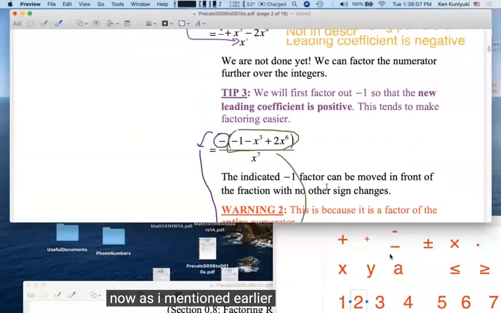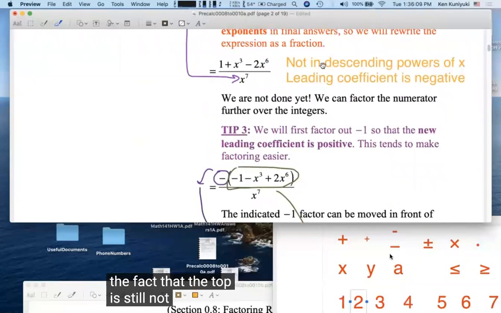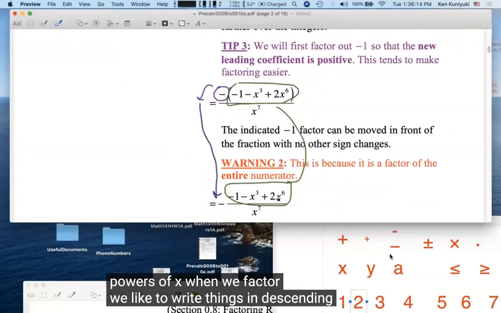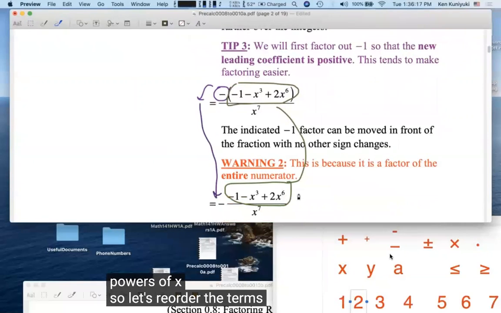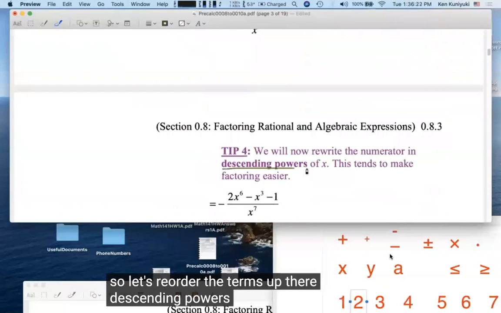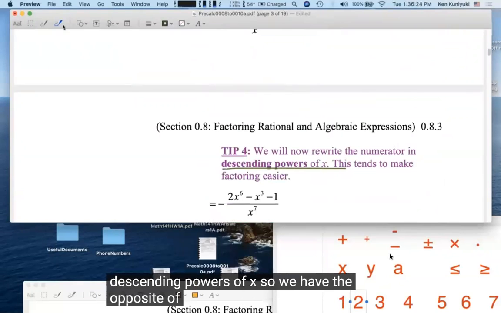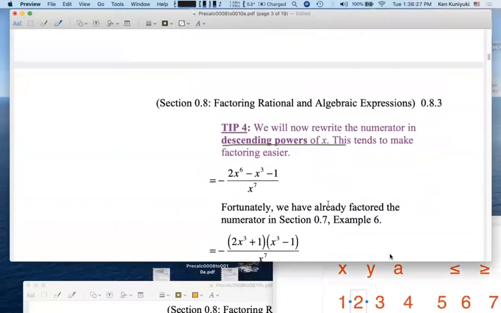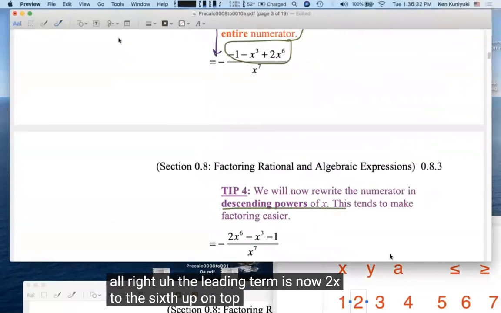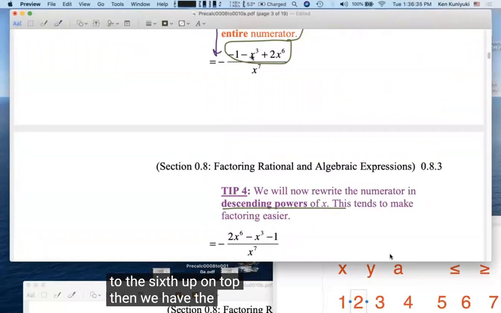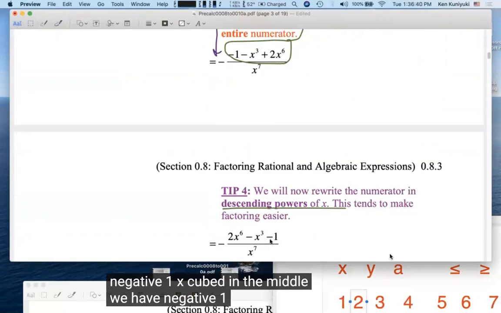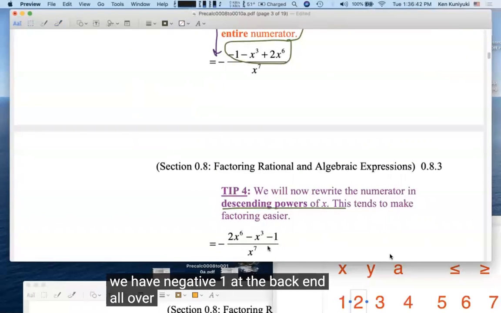Now, as I mentioned earlier, we don't like the fact that the top is still not written in descending powers of x. When we factor, we like to write things in descending powers of x. So let's reorder the terms up there. Descending powers of x. So we have the opposite of. All right. The leading term is now 2x to the 6th up on top. Then we have the opposite of x cubed, or -1x cubed in the middle. We have -1 at the back end, all over x to the 7th.